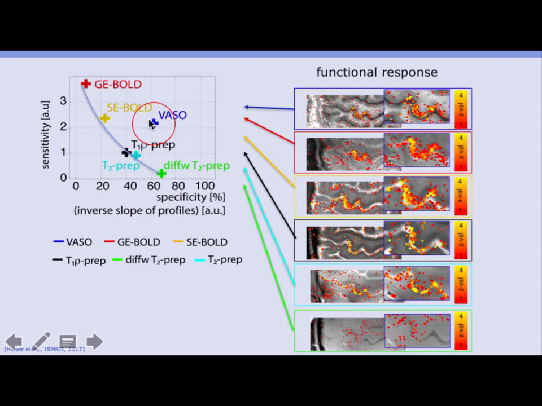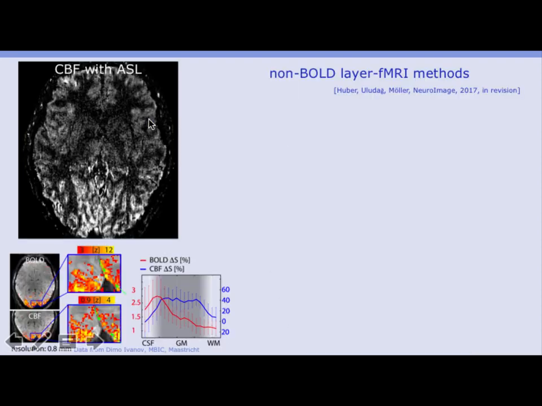But VASO is also not the only non-BOLD fMRI contrast out there, and some of them have been introduced already on Monday by Peter, for example, blood flow measuring with this ASL method, which is a bit more noisy than VASO, but if you average for hours, then you can get nice looking images like that. And down here I tried to plot the CBF changes as a function of cortical depth, and you can see that similar to VASO, it is insensitive to these large draining veins above the cortical surface, where BOLD has most of the signal changes from.